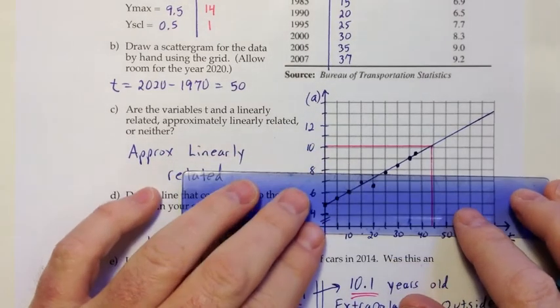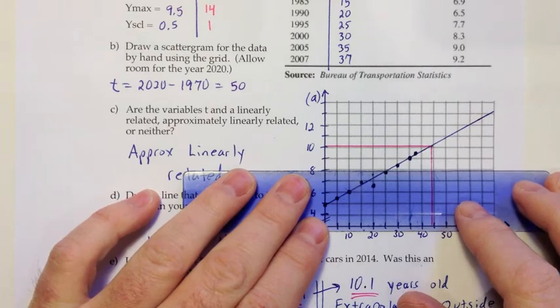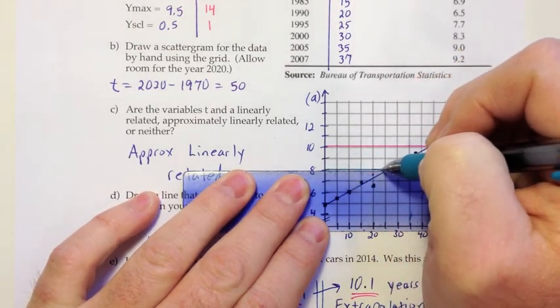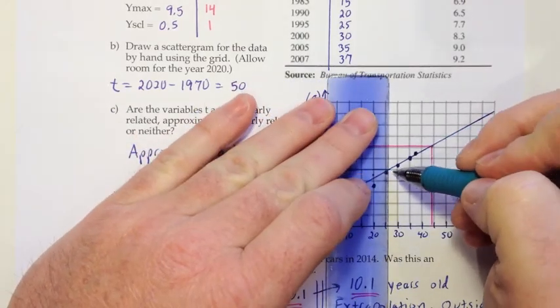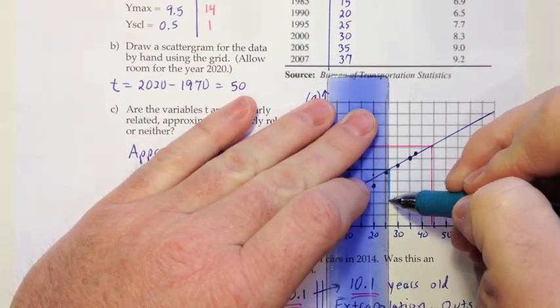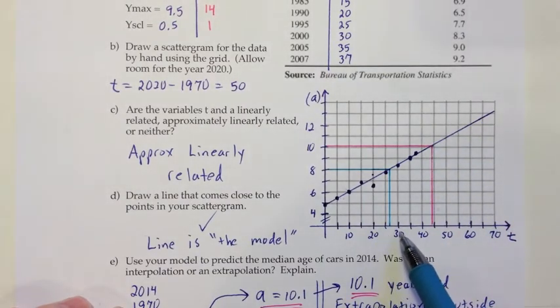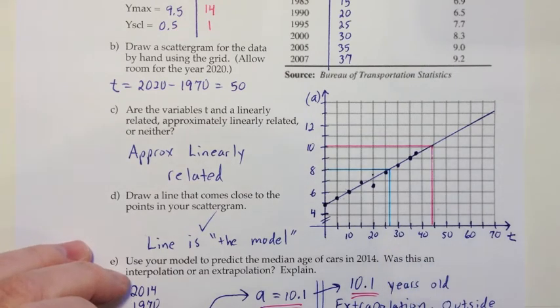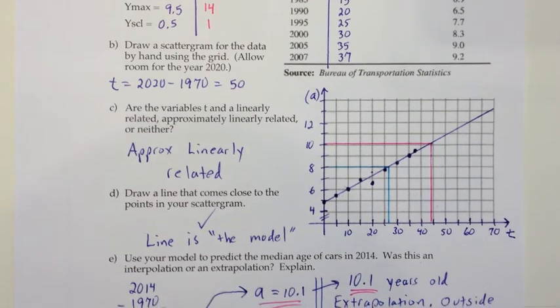So I want to go to a equals 8. Draw across till I hit the graph. And then once I get that intersection, draw straight down from there. And that looks like 20, 25, 30, so maybe this is 26, maybe 27 years old. I'll go ahead and say a little closer to 26 maybe. So it looks like t equals 26.